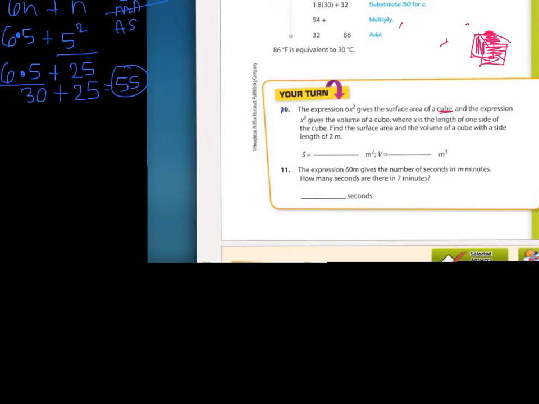And the expression x cubed gives the volume of the cube, where x is the length of one of the sides of the cube. So they're saying that one side of the cube is x. We don't know what it is, so they put an x there for the time being. Find the surface area and the volume of a cube with a side length of 2m.